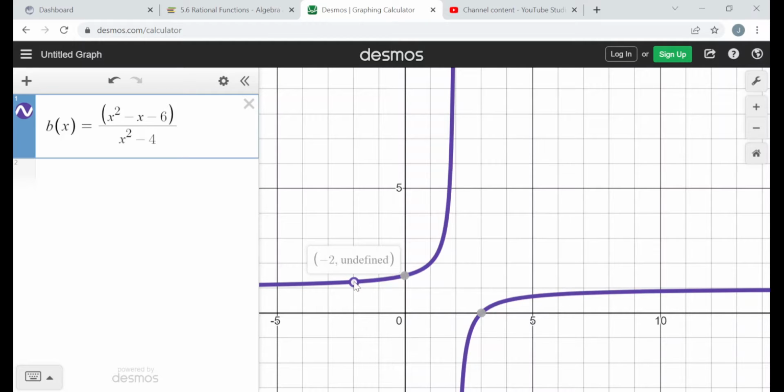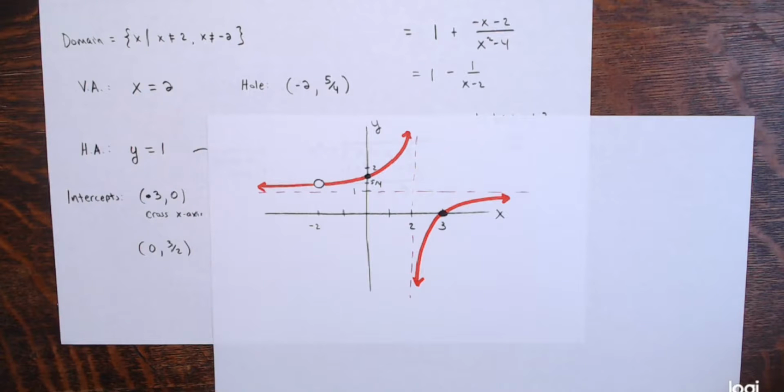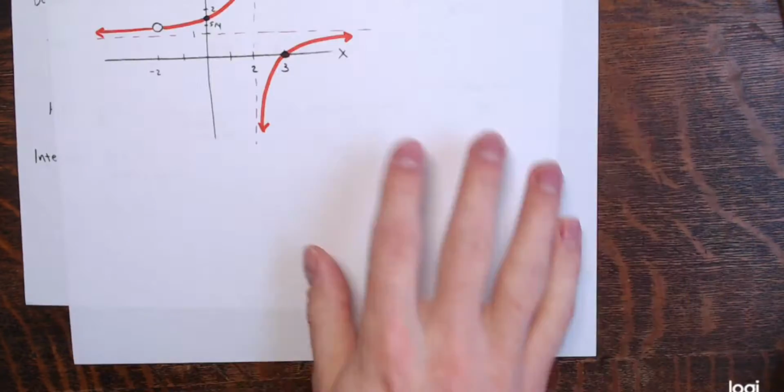There should be a hole here. Yeah, see that open point, negative 2 undefined, and you see how it's at about 1 1/4. If you put the point (negative 2, 5/4) in there, it would fill this hole. And y equals 1 is the horizontal asymptote, x equals 2 the vertical asymptote. Everything looks great. Everything looks wonderful. All right. Good. So let's keep that up.